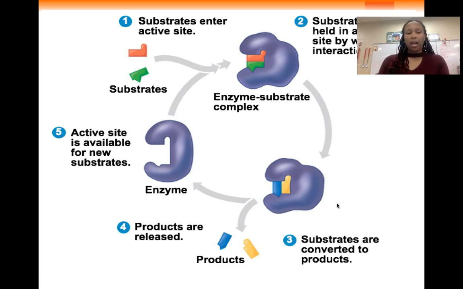So what you see here is a typical enzyme substrate reaction. You have your substrates, which you see at number 1, and they will attach to the enzyme. They enter the enzyme at what's known as the active site. Now that active site is going to make a change in shape to actually accommodate the substrates. The substrates are going to be held by weak interactions. And while they're being held by these weak interactions, they're going to be converted to products. The products will be released, and the enzyme remains unchanged. Enzymes are not used up, they're not consumed in reactions. The active site is now available for new substrates.